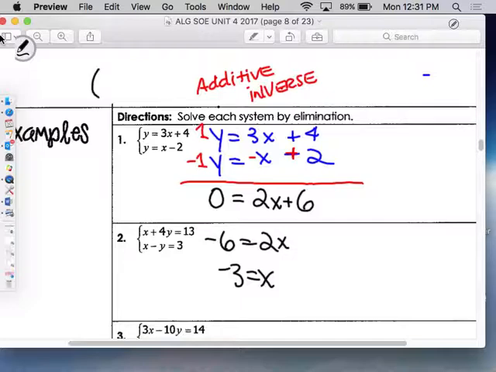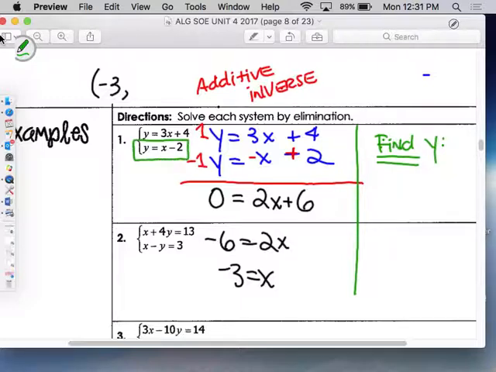-3. So remember, the solution to a system is an ordered pair. So the x coordinate is -3, and now I need to find the y value. Since I eliminated y, and I now have a value for x, I need to find y. So you can go back to either original equation, and I'll just go back to the simplest equation.